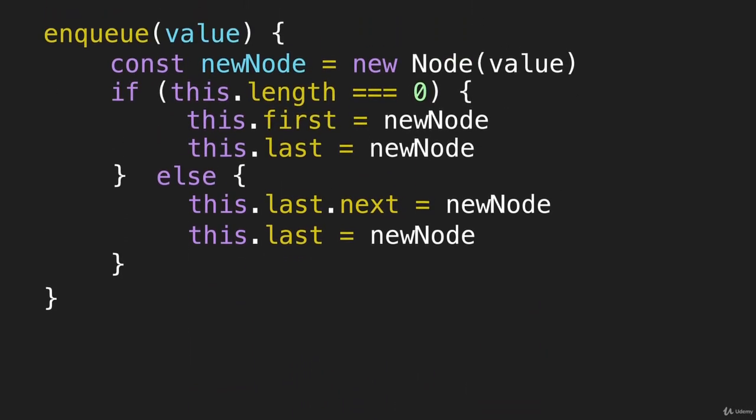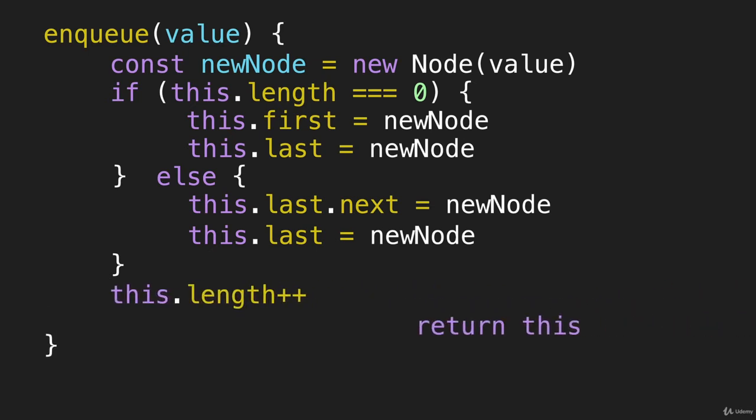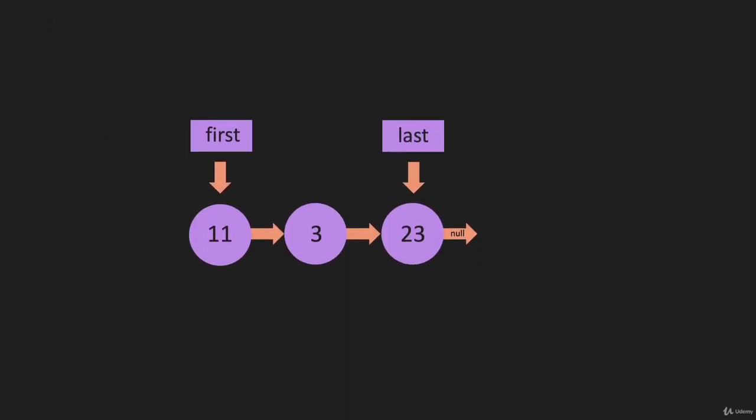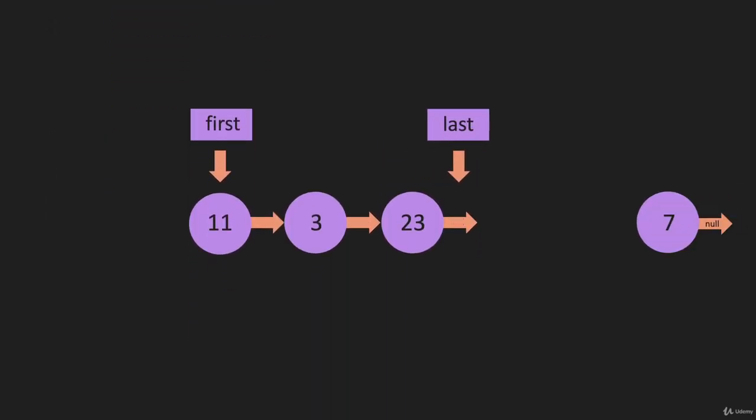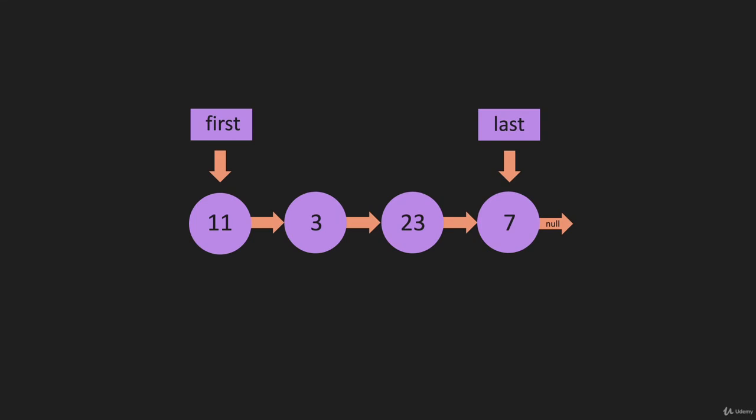Now let's put this code back in with the rest of our code. We will increase the length by 1. And then we'll return the entire queue. So that's all of our code for this. We'll look at this in a moment in DevTools. And when we do, we're going to create this queue. Then we're going to enqueue a node with the value of 7. Then we'll look at our queue to make sure that last is pointing to the value of 7.